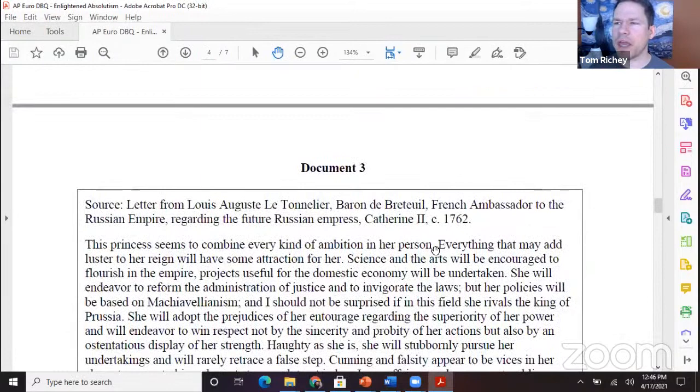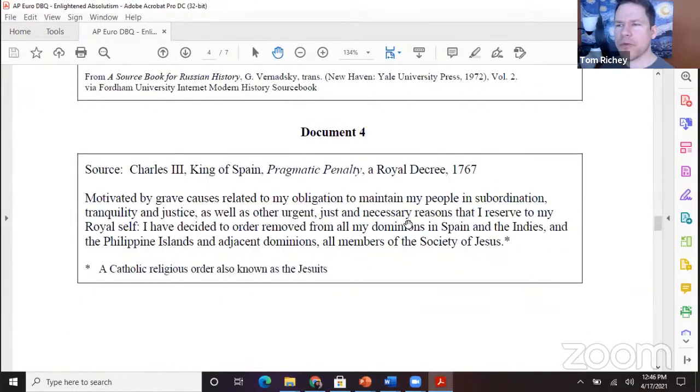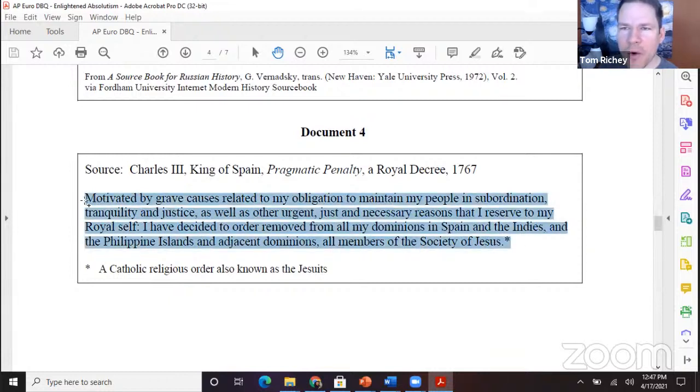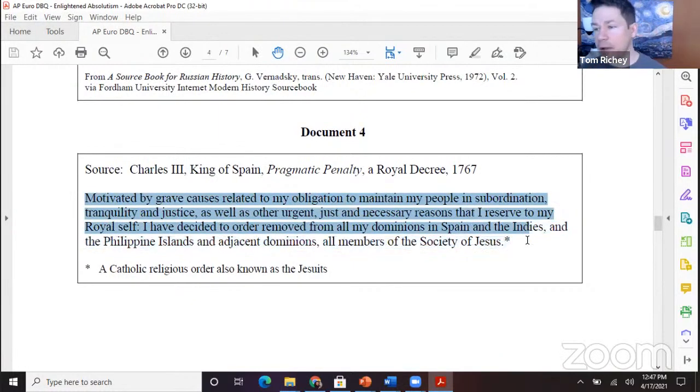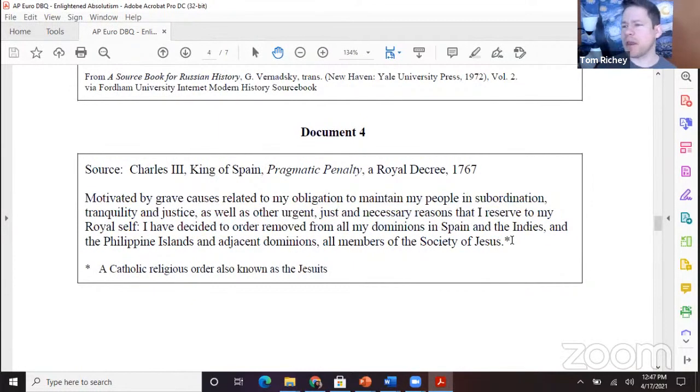Charles III, the King of Spain, right? So Charles III, the King of Spain, says here that I've decided to remove from all my dominions in Spain and the Indies and the Philippine Islands and adjacent dominions, all members of the Society of Jesus. Okay, now one thing that we would note here, and this might take a bit of outside evidence, but you should know who the Jesuits are.